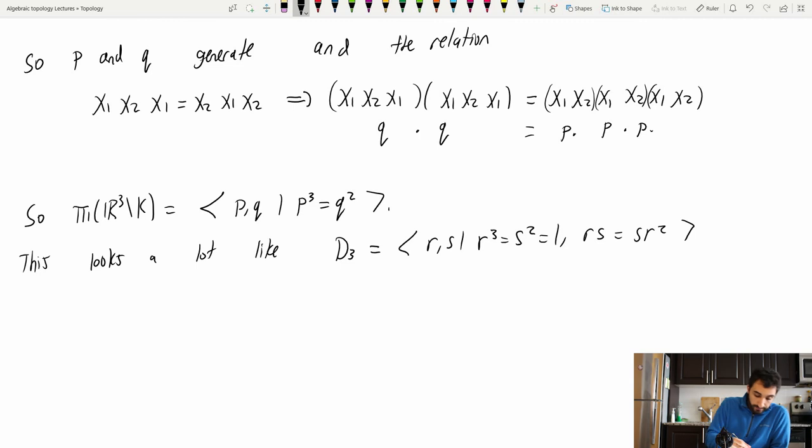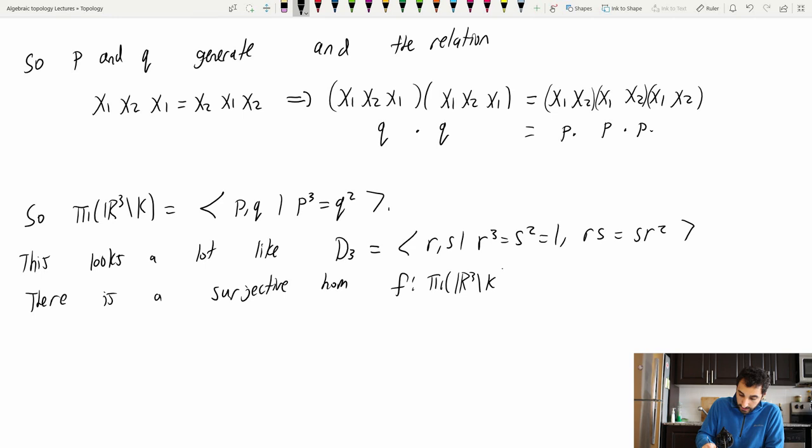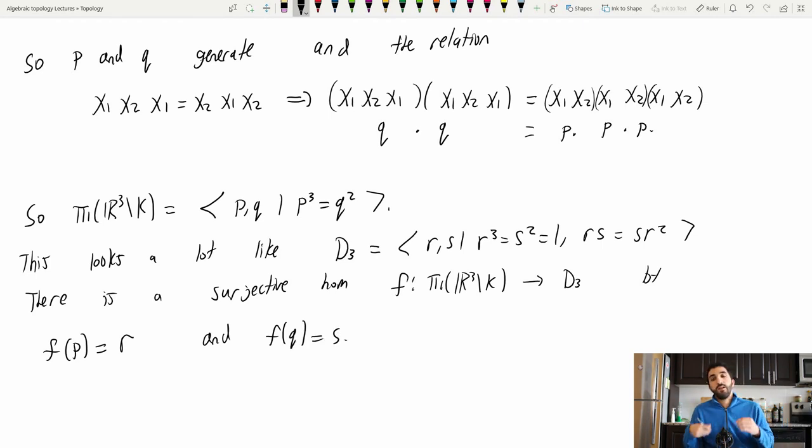And in fact, we can get a homomorphism, which is surjective, from pi 1 of R3 minus this knot here to the dihedral group on three elements by, I just need to specify where the generators go, and you could probably see what I should do. F of P is R, and F of Q is equal to S. Now what do I need to check? I need to check, for this to be a well-defined homomorphism, that F of P cubed is equal to F of Q squared, and in fact, F of P cubed and F of Q squared are both the identity. So this is a well-defined homomorphism, and you could see from there that it's surjective.